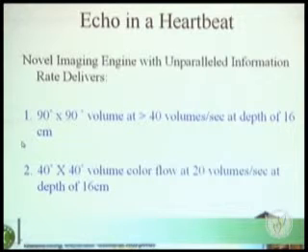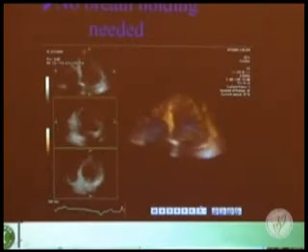So what is the accomplishment? Firstly, it contains about a 50 degree volume at 40 volumes per second, up to 16 centimeters. And it contains 20 volumes per second for color, with 40 degree volumes. Both of these can be done in a single beat. So this is quite different from what we had in the past, the so-called real-time three-dimensional echocardiography.